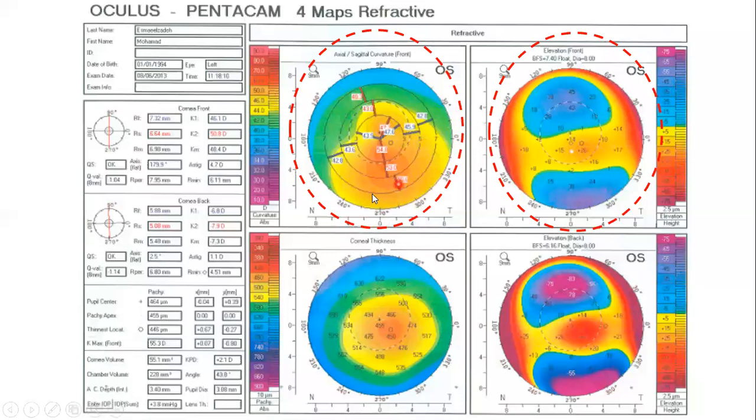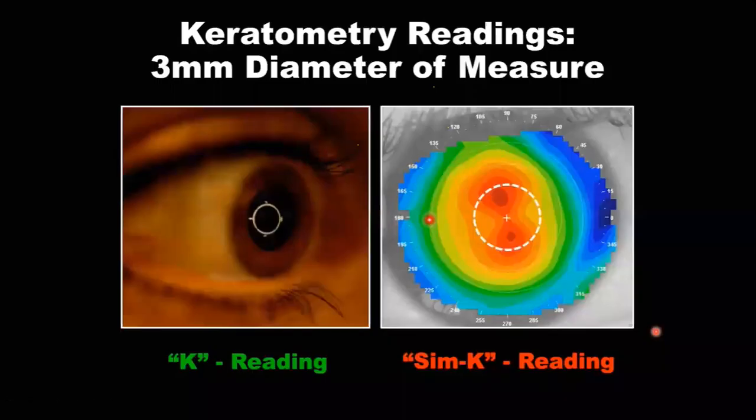But mostly we use axial map. So what is sagittal map? I will discuss later. So before going into that, let me ask some question. Normally we do this thing, keratometry reading. Normally we do K, keratometry. So what does keratometry do?